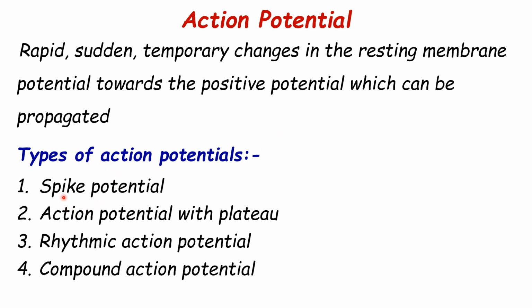The main one, the commonest one, which we generally call simply action potential, is the spike potential, because it occurs as a spike, with rapid upstroke and rapid downstroke. Then action potential with plateau: the action potential occurs, then a steady state is reached, it stays for some time, then it comes back to normal. Then rhythmic action potential: it upshoots, comes back to normal, upshoots, comes back to normal, in a rhythmic manner. Then we have compound action potential: when the action potential is recorded from a mixed nerve fiber or muscle, we get multiple action potentials, so that is the compound action potential.